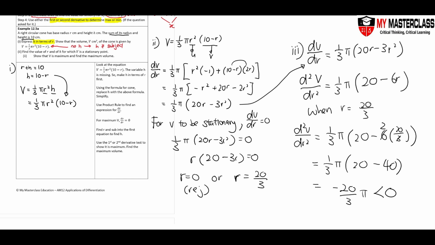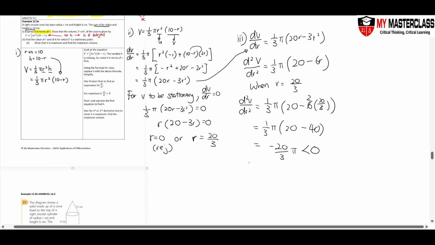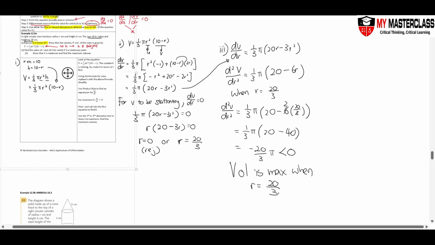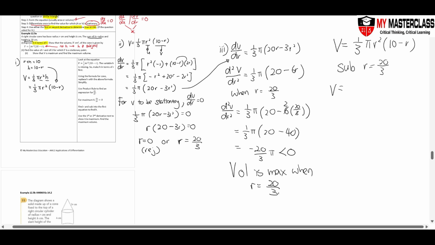What happens if the second derivative is less than 0? This means that the volume is maximum when r is equal to 20 over 3. So now the last part is we need to sub the 20 over 3 into V. V is equal to 1/3 pi r square (10 minus r). I now sub in r equals 20 over 3 and I get my volume.